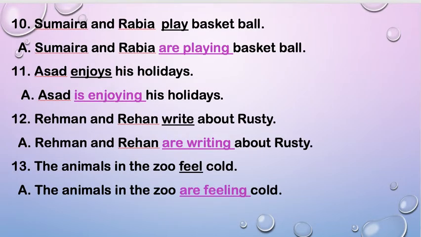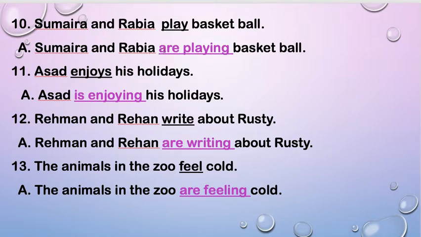Okay, next, Sumaira and Rabia play basketball. So play is the verb, and it is in simple present tense. So what we have to do, we have to change the simple present tense form of verb into present continuous form of verb. Okay, so Sumaira and Rabia are playing basketball.